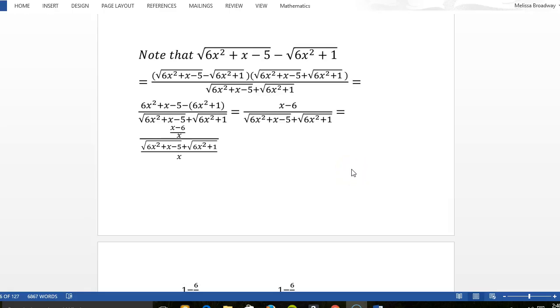Okay, here's a difficult example. I'll go through it. Okay, let's look at this example. First off, let's do some algebra. And let me scroll up. Sorry.